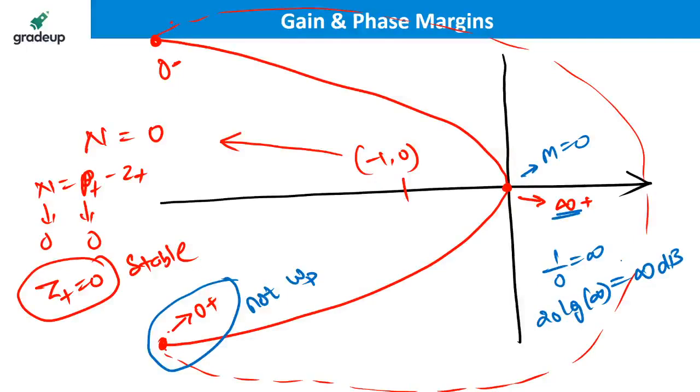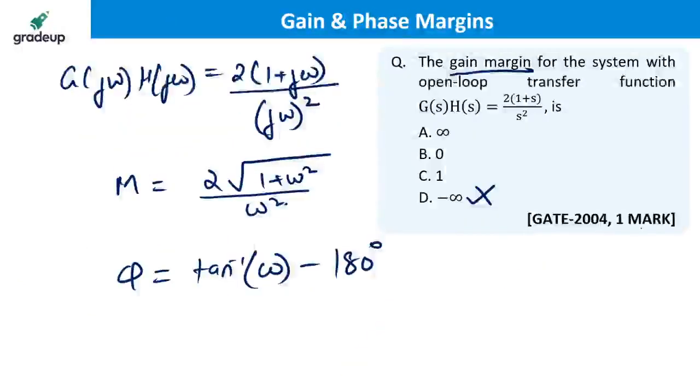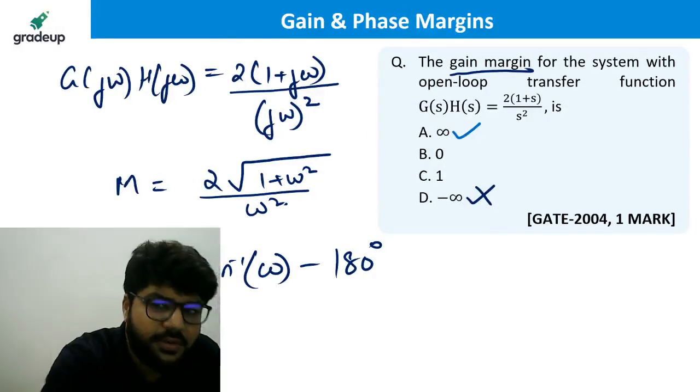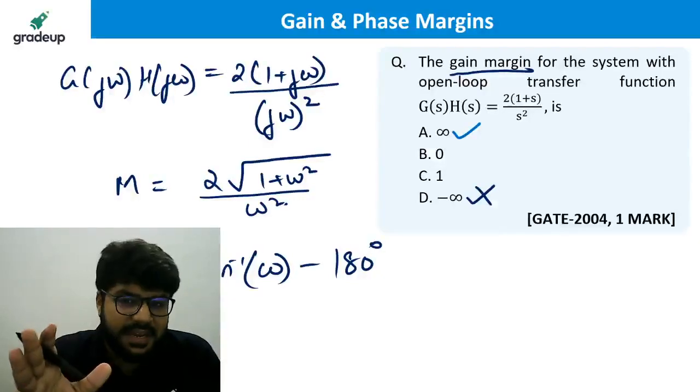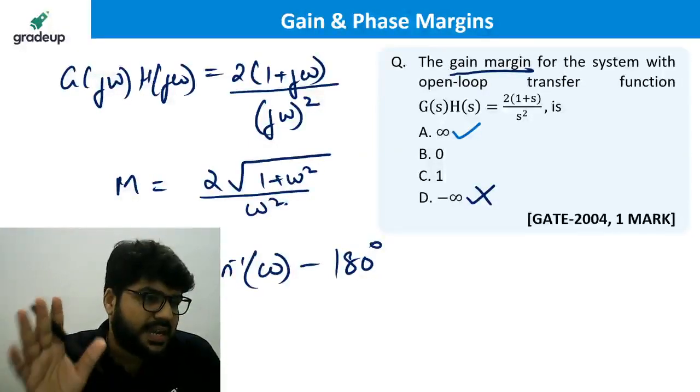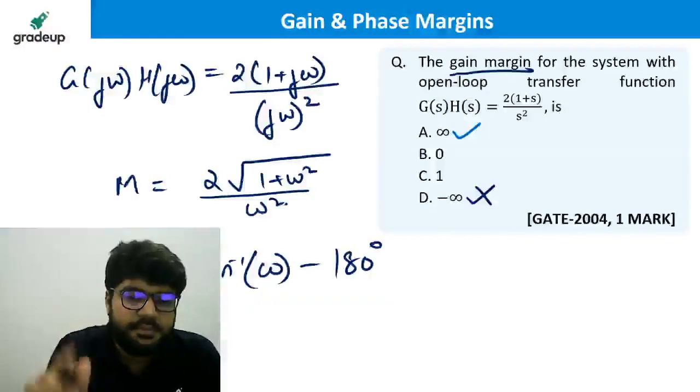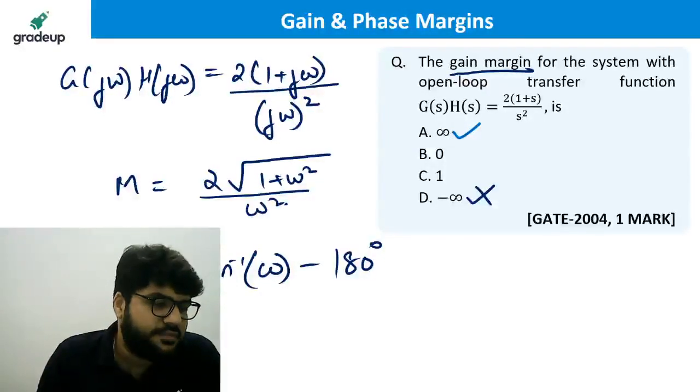if omega p is infinity, gain margin will be infinite, and the correct answer for the question is infinite only. The correct answer of the question is infinite. I will tell you, the correct answer, IIT answer is infinite. Some of the books will say minus infinite. गलत given है कुछ books में. इसका correct answer plus infinity है. Please mark it. The correct answer is plus infinity.